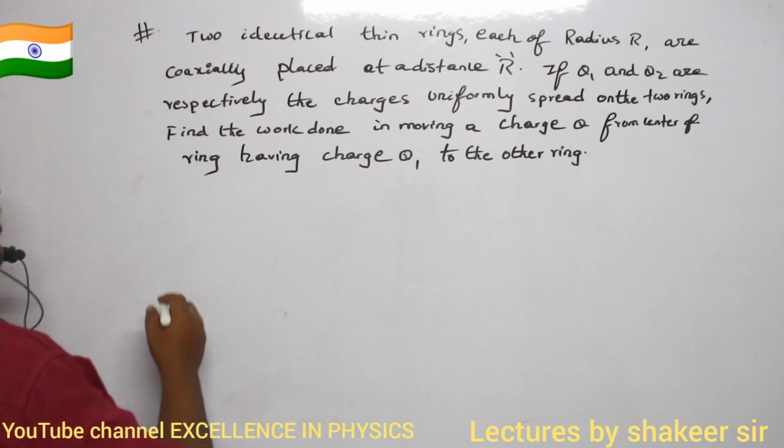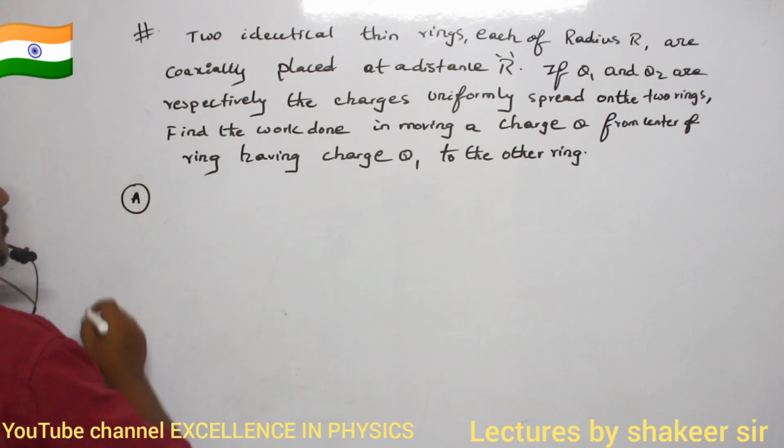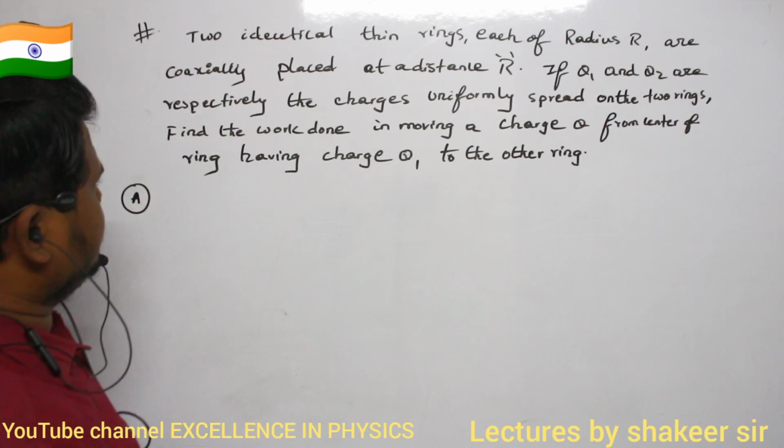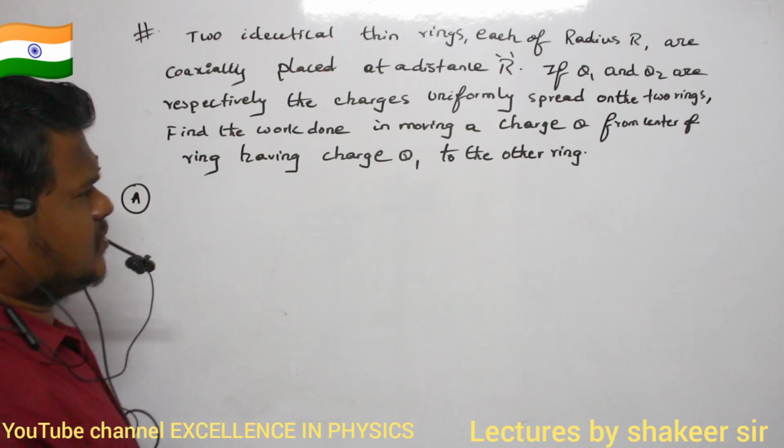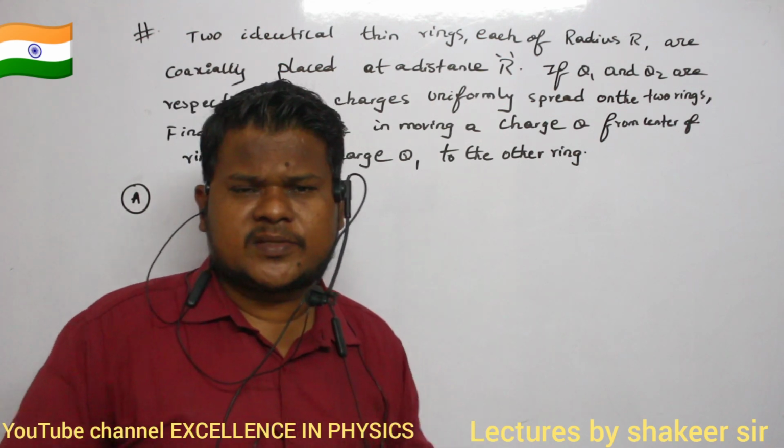Two identical thin rings, each of radius r, are coaxially placed. What is meant by coaxially placed? Coaxially placed means what?